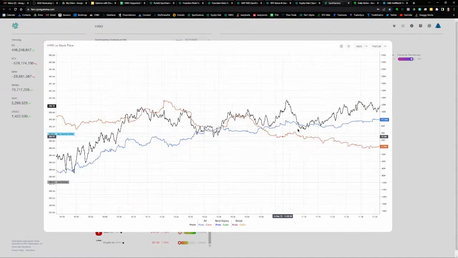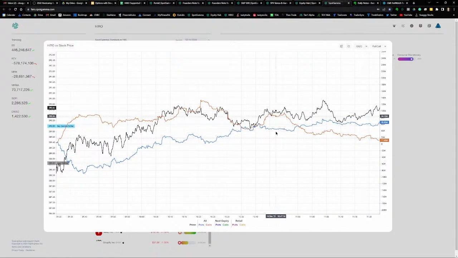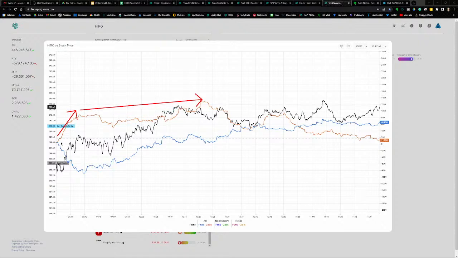Let's zoom in a bit here. And we'll see the same thing, or pretty similar to SPY this morning, is that traders were buying calls, shown by the orange line here. And they started buying puts, and then they changed and started selling puts.